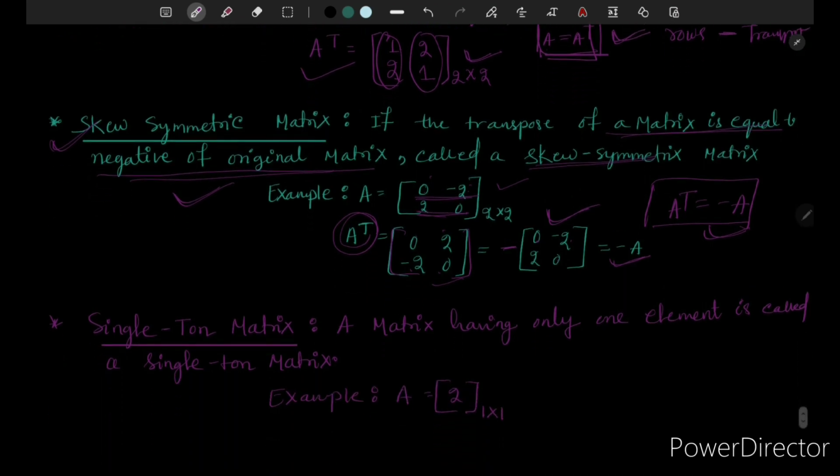And the last type of matrix is the singleton matrix. If we have a matrix having only one element, or one entry, we call it a singleton matrix. So here you can all see A equals 2, so we have only one element, that means one row and one column. So this type of matrix is called a singleton matrix. I hope you all understood the types of matrices.